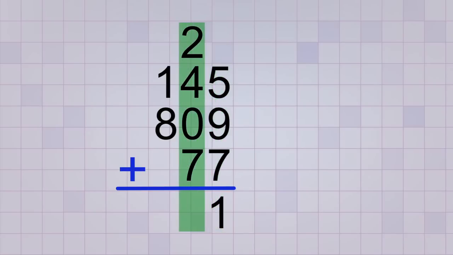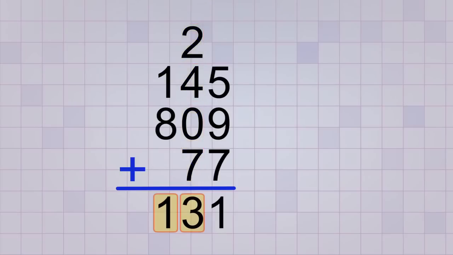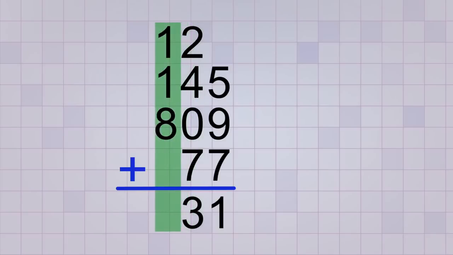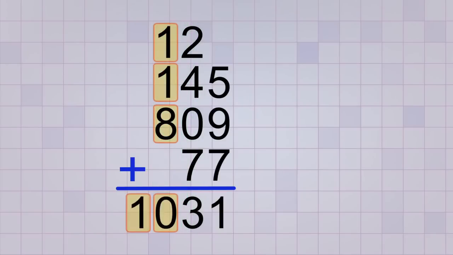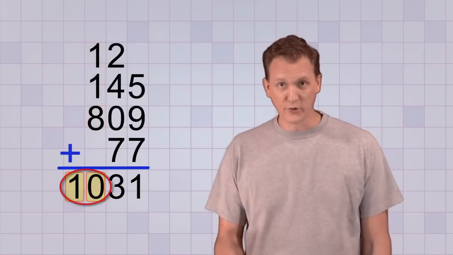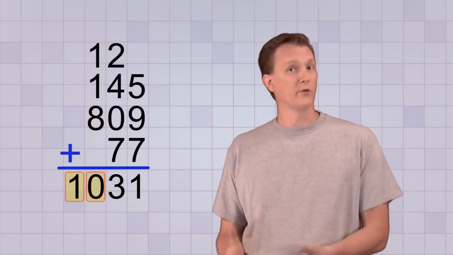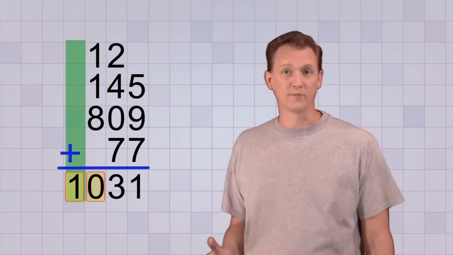Now we add the next column, and there are 4 digits to add. 2 plus 4 plus 0 plus 7 equals 13. Yep, that's another 2-digit answer, so we carry the 1 and leave the 3 in the tens place. Last, we add the hundreds place column. 1 plus 1 plus 8 equals 10. Wow, another 2-digit number. But this time, we don't need to carry because there's no more columns left to add.